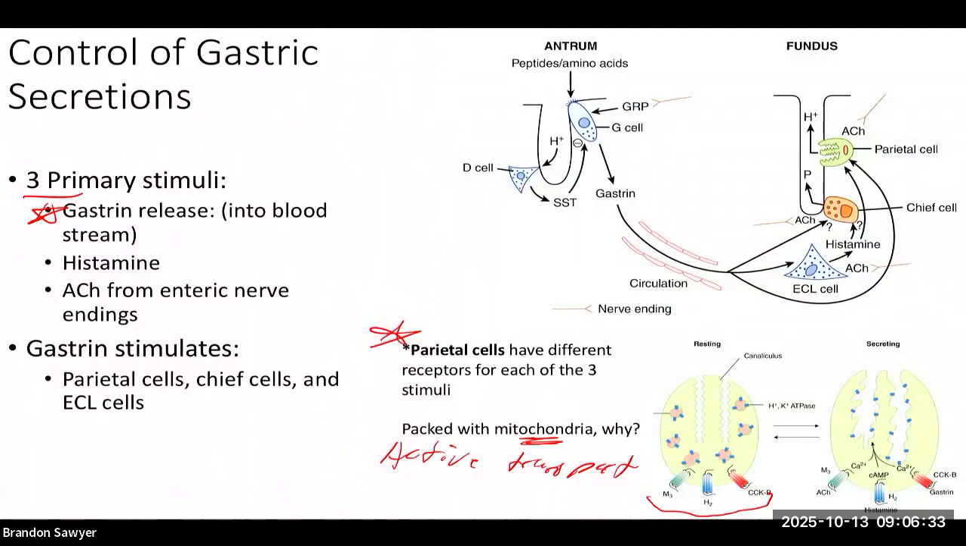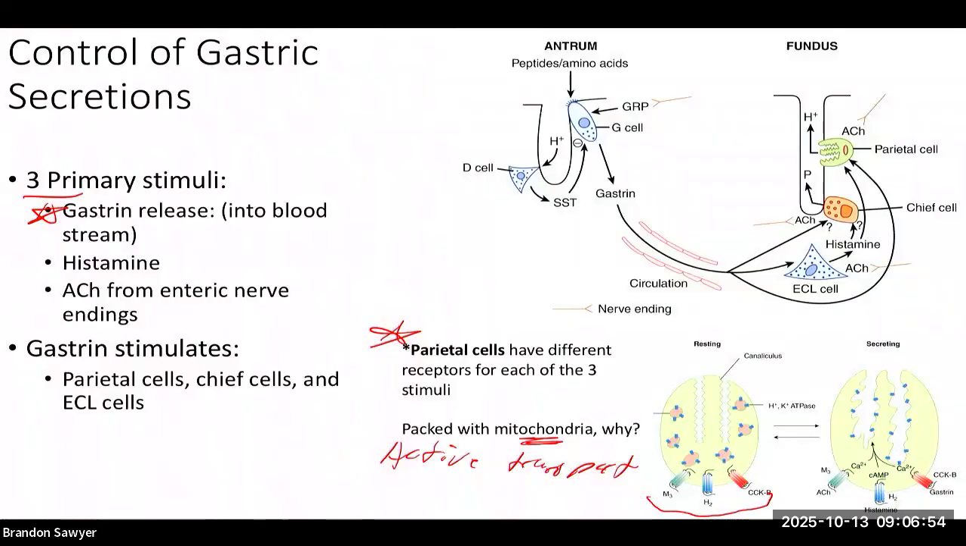Right. And as you guys know, active transport requires ATP, right? Mitochondria is where the ATP is made, right? So we got lots of mitochondria here. These cells use lots of energy to push hydrogen ions into a space where there's already a lot of hydrogen ions.